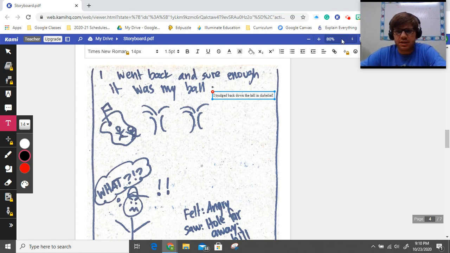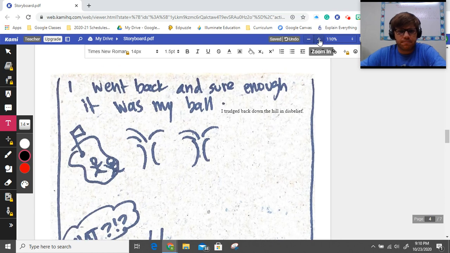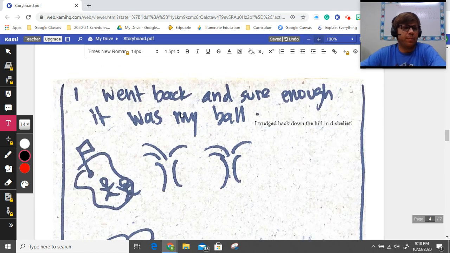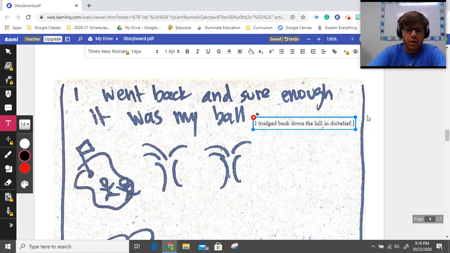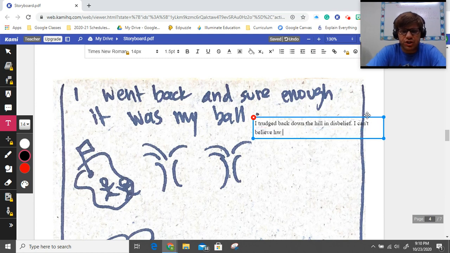I'm going to zoom in so you guys can see that a little bit better. Okay, so I went back and sure enough, it was my ball, but I'm kind of stopping that. I'm not really using that sentence. I'm going to write my new sentence. I trudged back down the hill in disbelief. I can't believe how steep that hill was. I want to describe the scene and what else is going around me. My friend was still at the golf ball he had found.